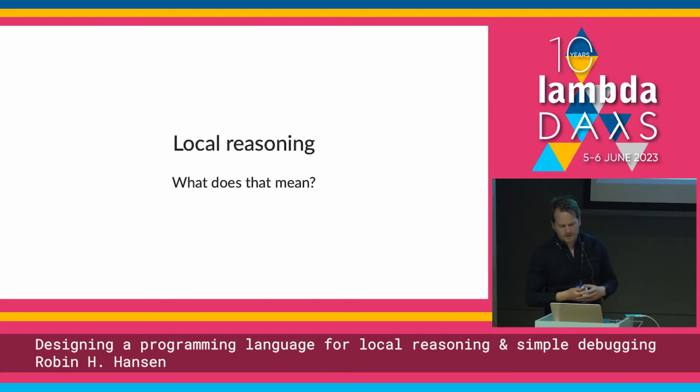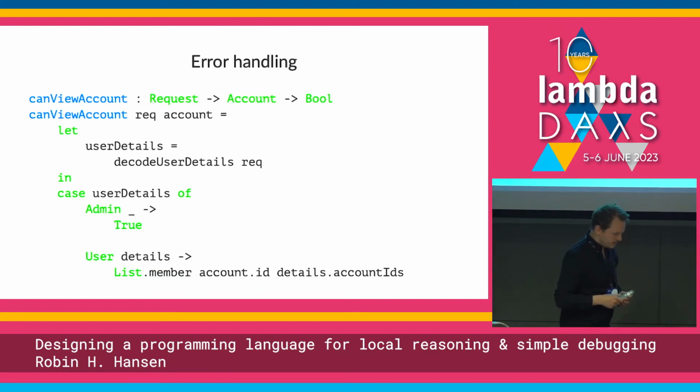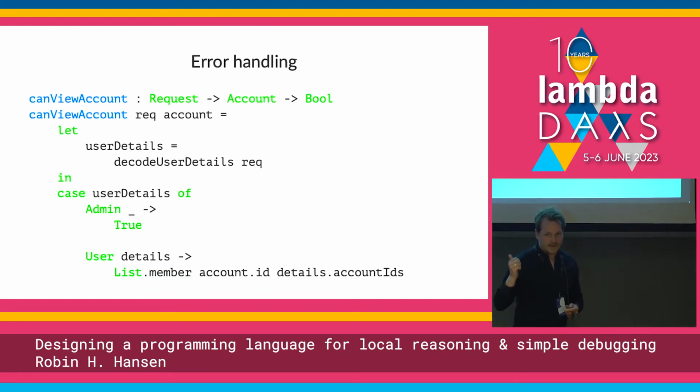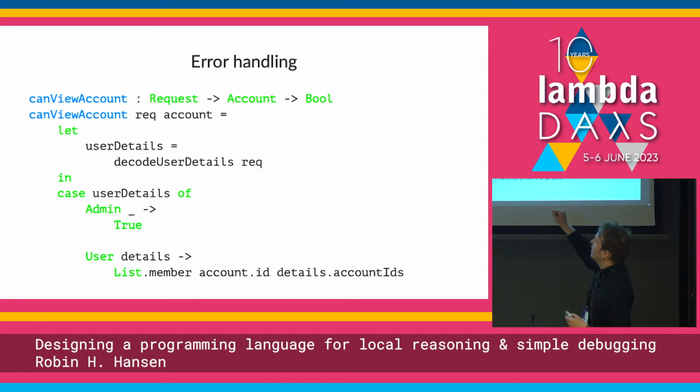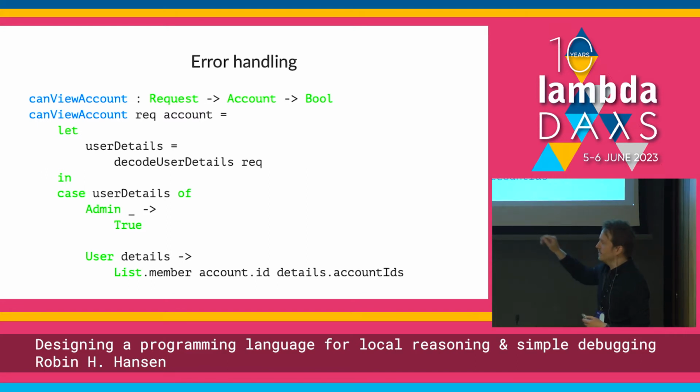One thing that I think a lot of languages don't do to the same degree has to do with error handling. So let's pretend for a moment that this is Haskell. It's not. It's Elm. But I realized after submitting the slides that what I'm about to say makes no sense if it was Elm. So let's pretend it's Haskell instead.